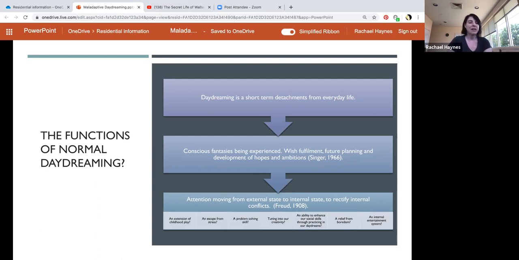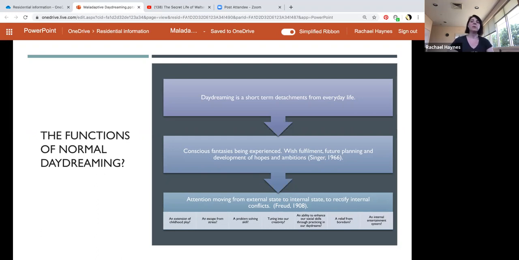through their daydreams. So a definition here that I've provided on the top of the slide is that daydreaming is a short-term detachment from everyday life. So in life, we function, and daydreaming gives us a bit of a break from that. And it's just usually quite momentary. It's quite short-term. Now, in terms of our daydreaming, our fantasies are quite conscious. We're aware of them when they happen, but we're also present in the everyday world as well.